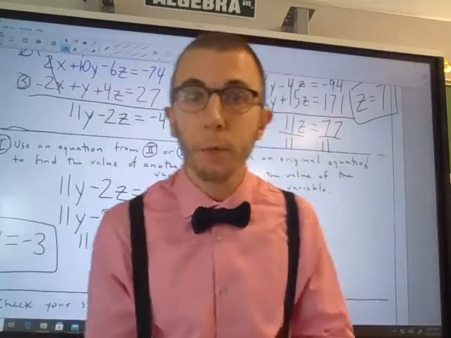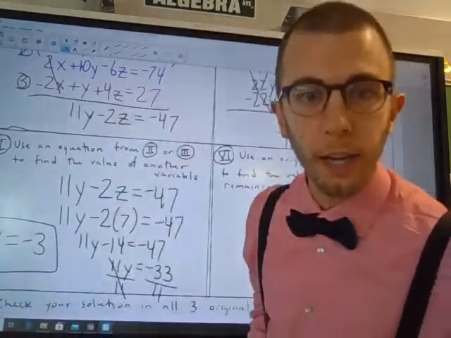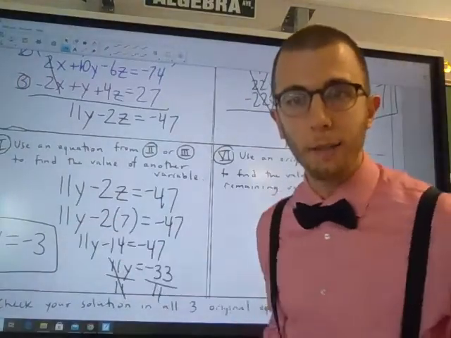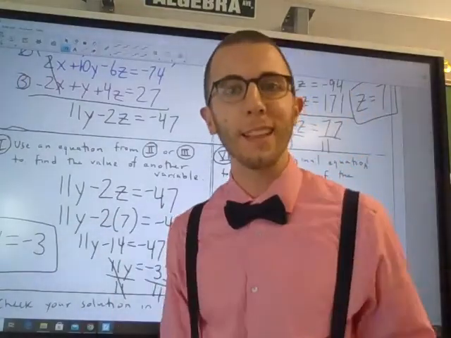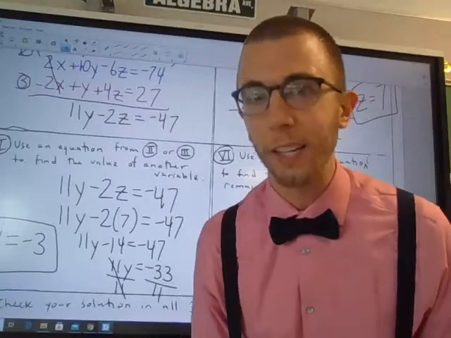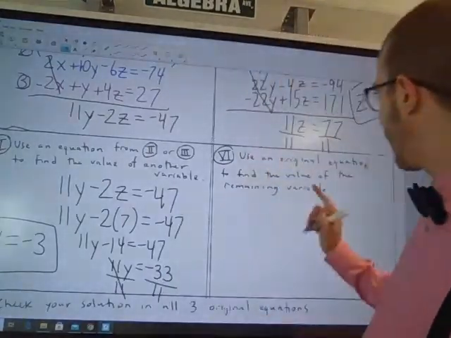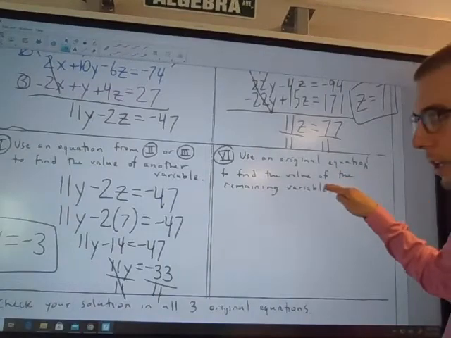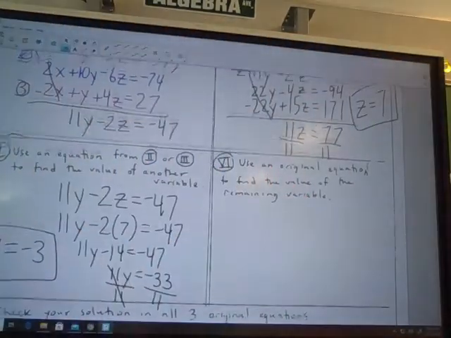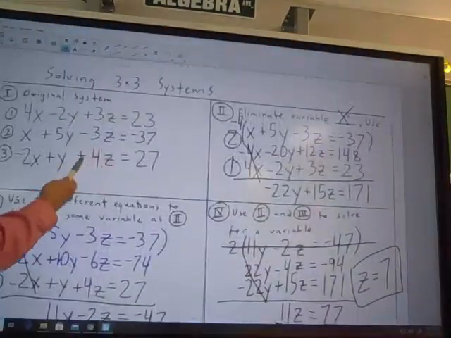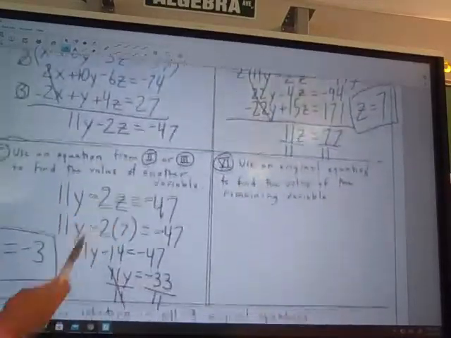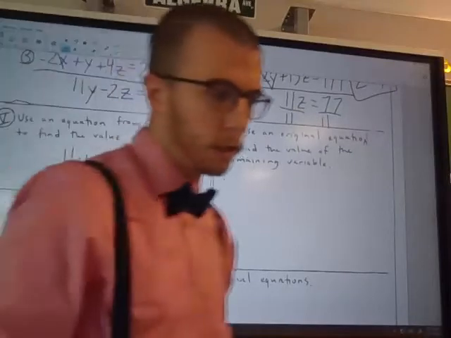And bada bing, bada boom, we're 2/3 of the way done. Okay, we have our z value, we have our y value. The only thing left is that elusive x value, and we'll find that right over here. So we're going to use an original equation. Okay, an original equation, so we have to go all the way back to our first box here. We're going to use one of these to find that value of x.